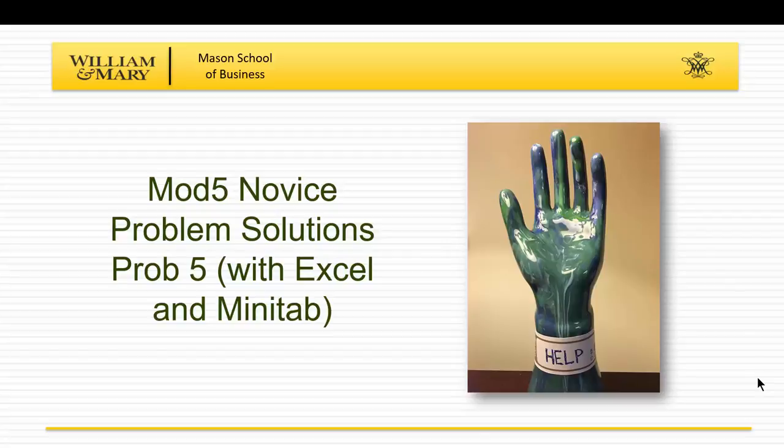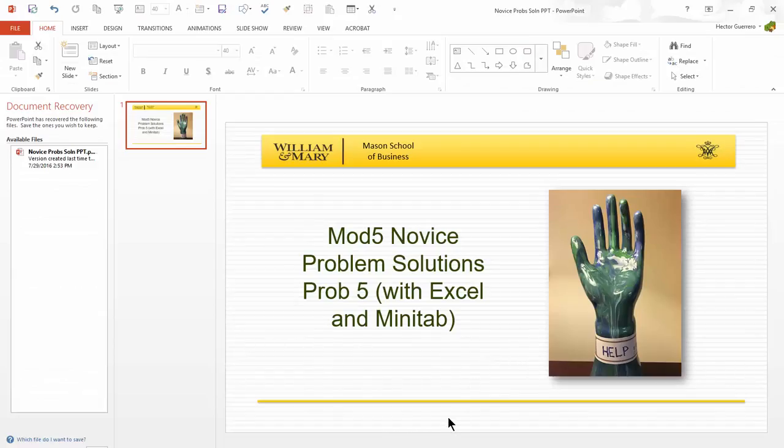Hi folks, this is Mod 5 again, the novice problems, and we're looking at problem 5 again. This time we're going to solve this problem with Excel and Minitab as opposed to using Excel Miner. Excel Miner is great, but as I said before, a commercial piece of software doing data mining sometimes can be expensive, and there are ways of getting around that can avoid that kind of expense if your organization is not capable of absorbing it. So how do we do that?